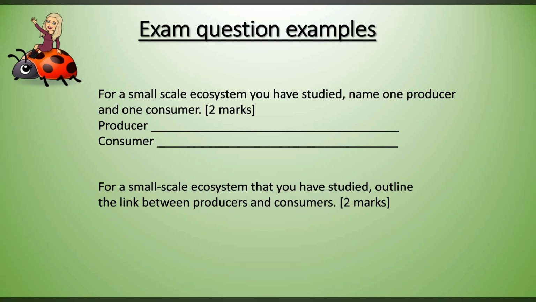And then another one for the small scale ecosystem that you've studied, outline the link between producers and consumers. So here the examiner is wanting you to understand that food chain connection in that fish pond. These animals and producers need to work together. So for example, the great water diving beetle has to consume the algae, which is a producer in the ecosystem, to gain energy, so it then obviously can continue living and reproducing.